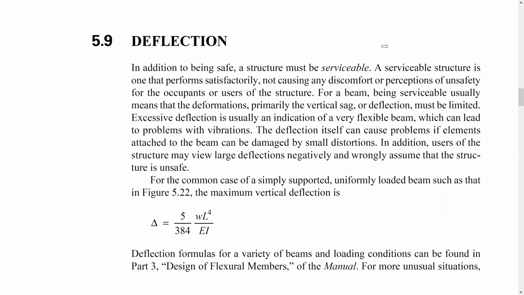If you see a big deflection, it can give them a feeling of insecurity, meaning the structure will lose its functionality.